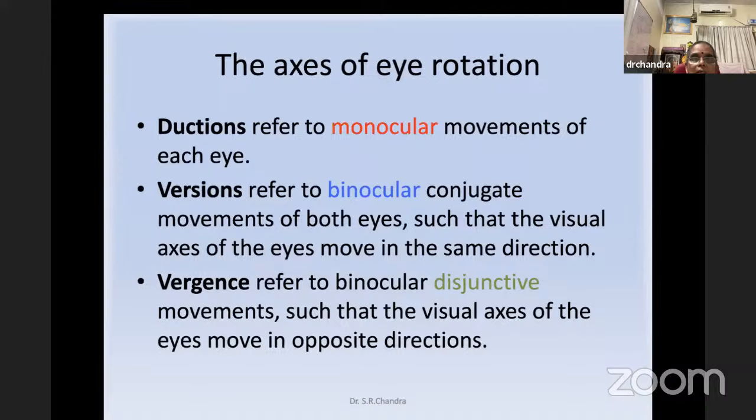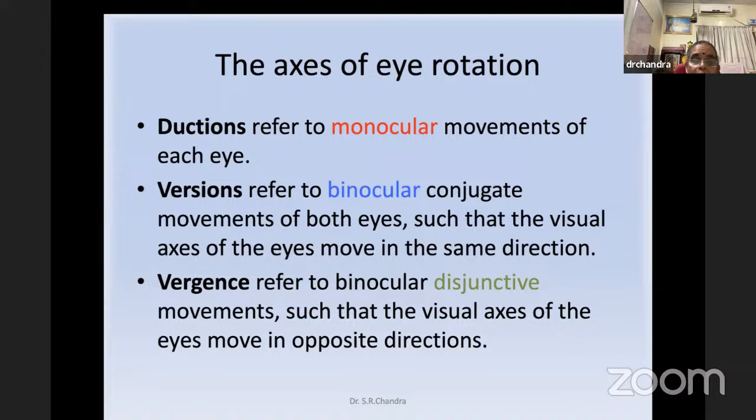Then what are all the terms used for the eye movement? What is the term duction movement? All this I have elaborated in the first two sessions. This time I am giving a gist so that those who have not revised the first two sessions will be able to follow. So duction movement refers to monocular movement of each eye. Each eye moving, that is the duction movement.